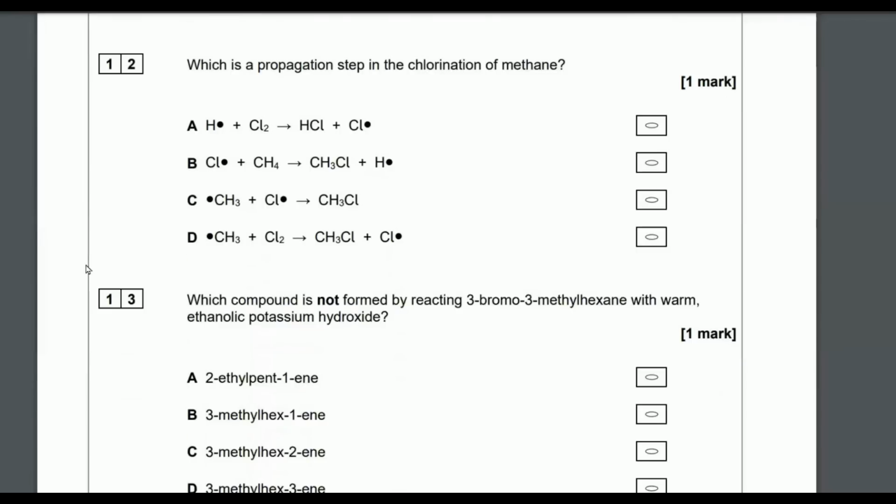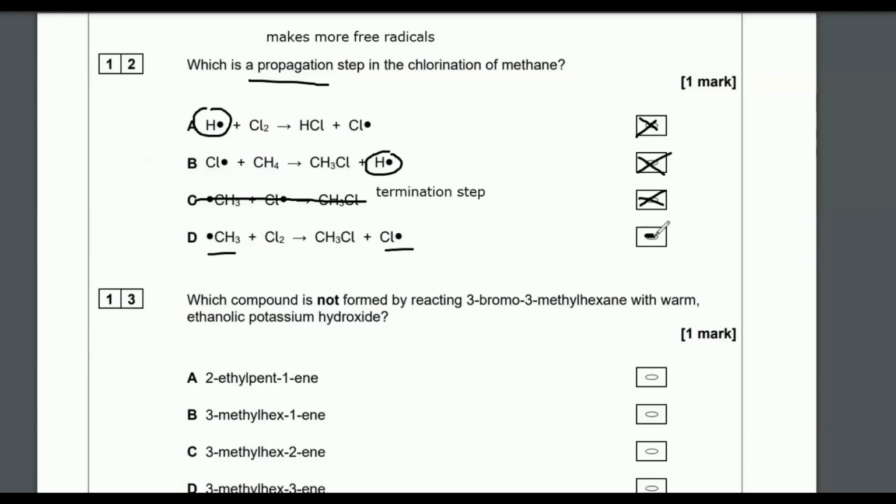Right, let's go to 12, which is a propagation step in the chlorination of methane. Listen, when you're looking at steps of the free radical substitution business, get rid of anything that has a hydrogen free radical in it. That is not going to be applicable. And look, C, is that propagation? When you get two free radicals together? No, that's termination. Two free radicals coming together and not producing another free radical is a termination. All these other three steps are propagation because free radicals are formed, but you don't get hydrogen free radicals in the chlorination of methane. So you can immediately get rid of those two, and D is the correct answer. Obviously, you do get methyl free radicals formed.